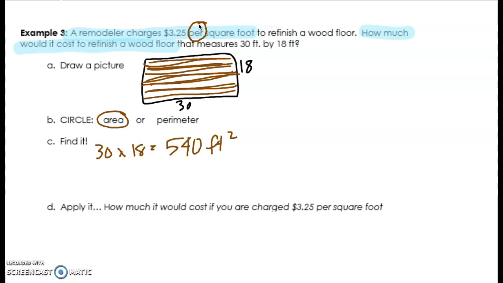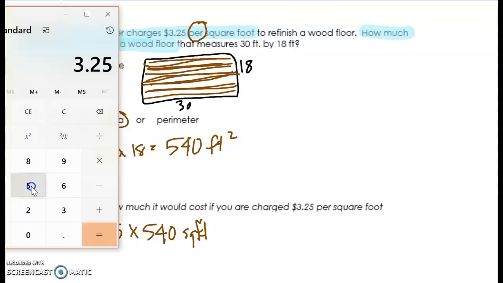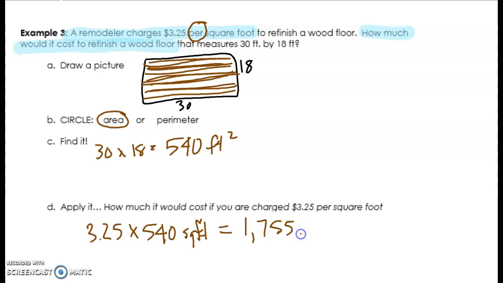Per means to multiply. So for the apply it part, we're going to come down here and multiply $3.25 times 540 square feet. So 325, don't forget the decimal, important in calculations, times 540, 1,755. Now we're talking about money, so you should put .00, because a lot of you were in last year's class of math principles, where we talked a lot about practical math and consumer math. And answers that are referring to money should have a decimal with two numbers to the right of it, because that's how money is expressed. So in this case, how much would it cost if you're charged $3.25 per square foot? $1,755.